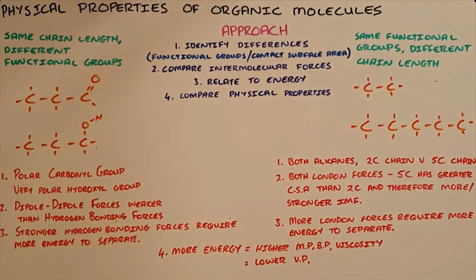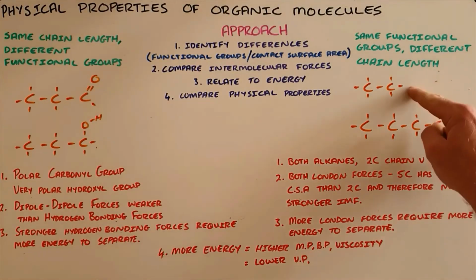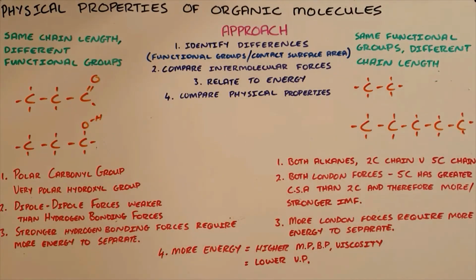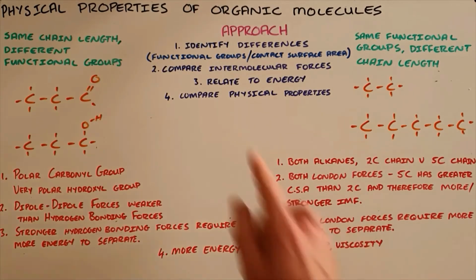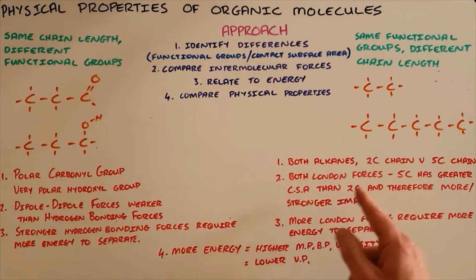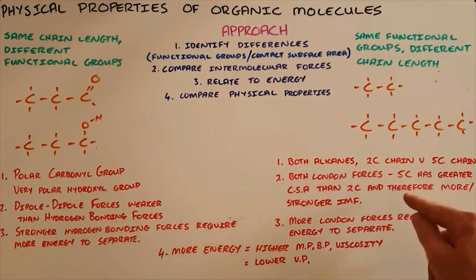The second type of question that can come across is one where you have 2 or more molecules that have the same functional groups, but they have different chain lengths. And here I've got an example of a hydrocarbon with 2 carbons and a hydrocarbon with 5 carbons in its chain. And the first step here is to once again identify the differences, and we would state here that they are both alkanes or both hydrocarbons, but one of them is a 2 carbon chain where the other is a 5 carbon chain.